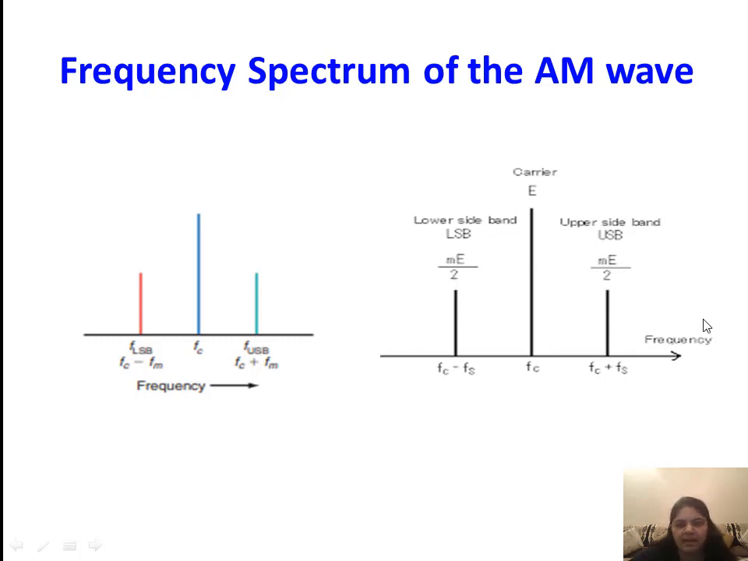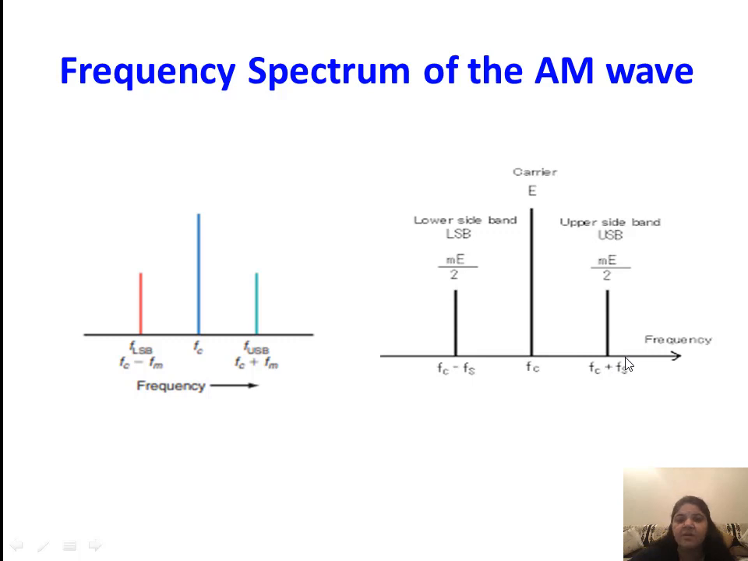So fc minus fm, fc plus fm. This kind of representation of the wave is known as the frequency spectrum of the AM wave, which consists of the two sidebands plus one carrier. So it is also known as the double sideband representation of the signal, and we have to keep in mind that both sidebands contain the same information.